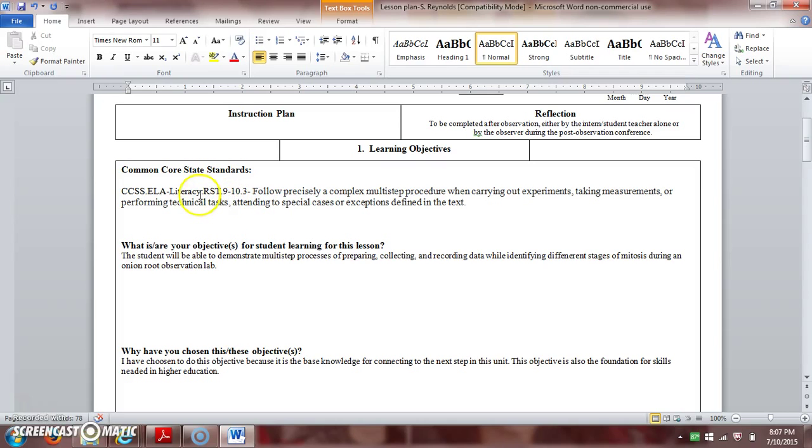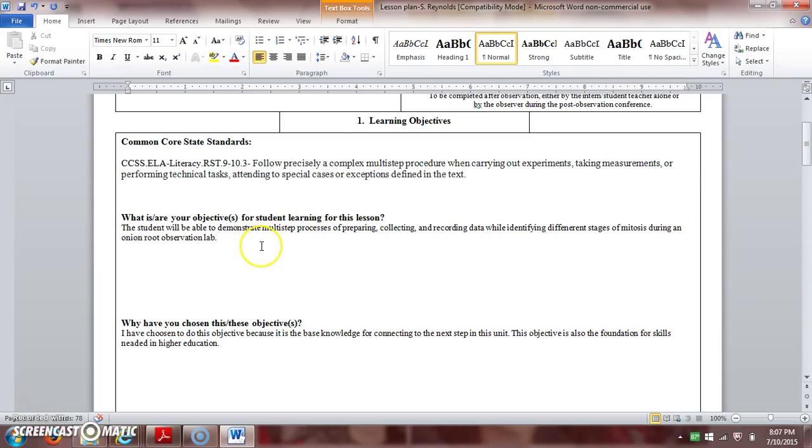My Common Core standard I have chosen is literacy, and it's 10.3, and the Common Core standard reads that students will follow precisely a complex multi-step procedure when carrying out experiments, taking measurements, or performing technical tasks, attending to special cases or exceptions defined in the text.